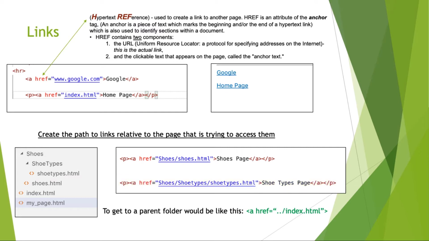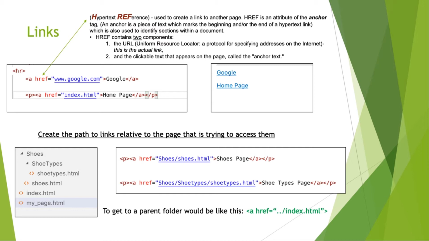So this is telling me that if I want to get to the shoestype.html, I have to go into its parent folder, which is shoestype, and then its parent folder, which is shoes. So we always want to be able to reference, if you can just remember to create the path relative to the page that is trying to access it, you probably will not have a problem.